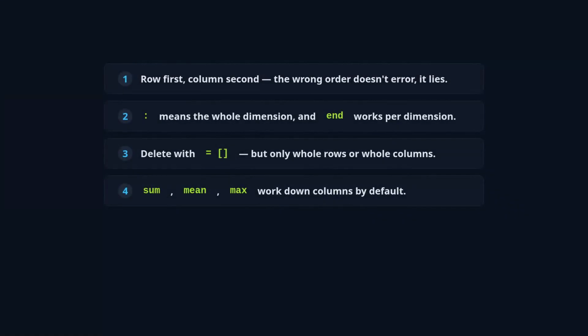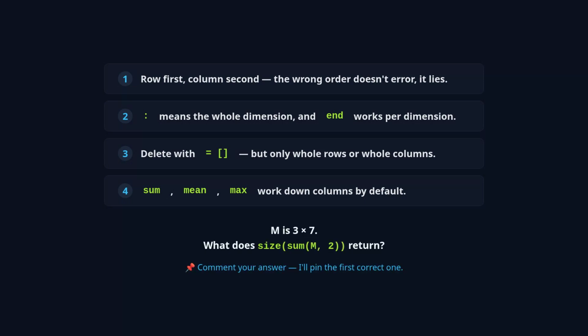4 things to take with you. Row first, column second, and the wrong order doesn't error, it just lies to you. A colon on its own means the whole dimension, and end works per dimension. Delete with empty brackets, but only whole rows or whole columns. And sum, mean, and max work down columns by default.